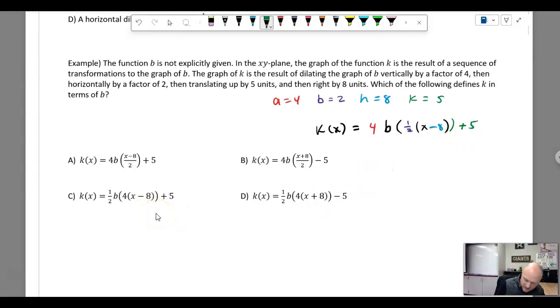Okay, so it's not C or D. Oh, they represent it differently. And it's going to be A. What they do is they just take all of this and put it over 2. So x minus 8 over 2. Answer is A.